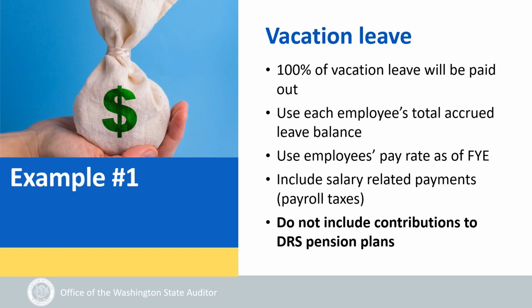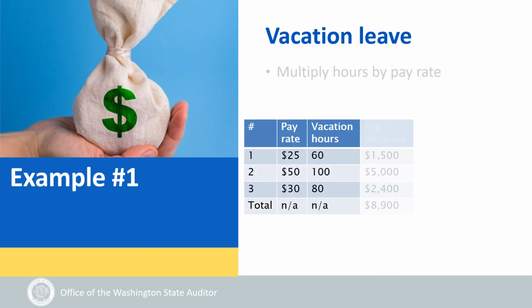That means we are going to include 100% of each employee's vacation hours in our calculation. Then we multiply that by their pay rate as of the fiscal year end, and we need to include those salary-related payments. But remember to not include any contributions that will be made to DRS pensions.